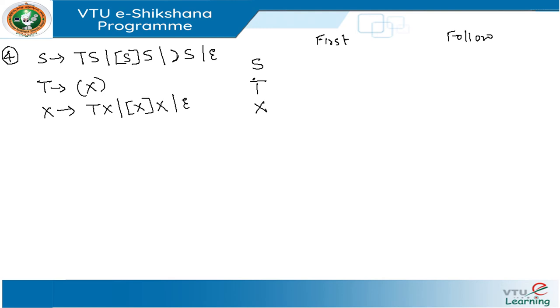So let us consider the first production, S derives TS, or S derives square bracket S followed by S, or closing parenthesis S, or epsilon. So here, if we consider the first alternative, we can get the non-terminal T. So from T, we can get the opening parenthesis. So opening parenthesis is present in first of S. Considering the second alternative, we can get the opening square bracket. Considering the third alternative in the first production, we will get the closing parenthesis. Then epsilon.